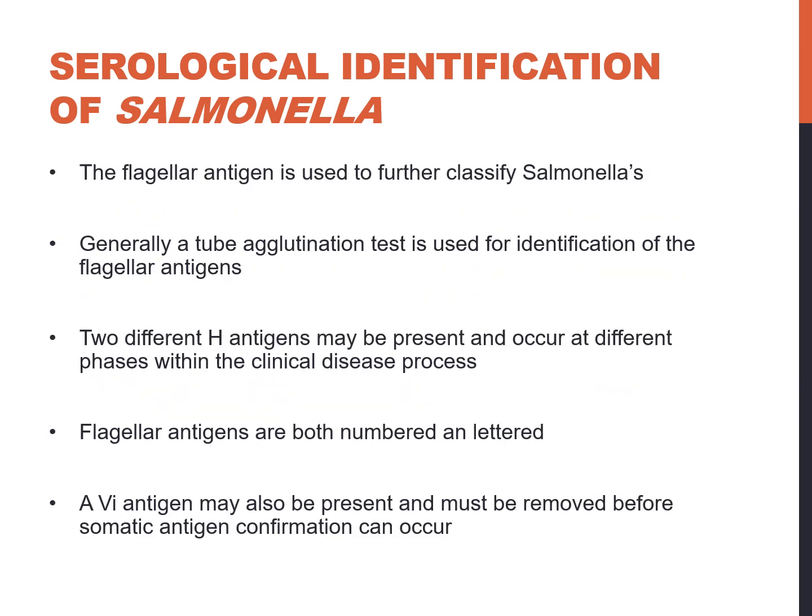We can use the H antigen as a way to further classify Salmonellas. The H antigen, of course, is the flagellar antigen. Generally, we do a tube agglutination test in order to identify the H antigen. But there's actually two different H antigens that present and occur at different phases within the clinical disease process. So it's important to test our patients a couple different times at a couple different intervals. Flagellar antigens are both numbered and lettered, and a VI antigen may also be present that can be removed before the somatic antigen confirmation can occur. We always want to remove any somatic antigens by heating or boiling and then reserotype.